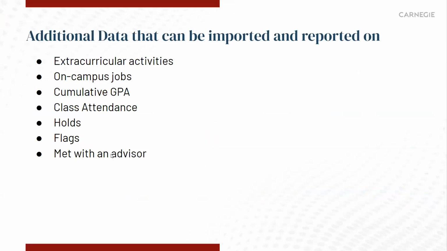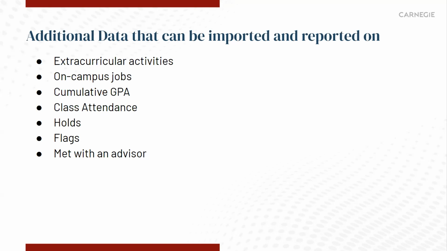Like Allison was mentioning, student success is a repository for a bunch of different information that can be collected from outside systems. We don't necessarily want to create more information within Slate outside of these student forms and these surveys that are submitted. And so examples of data that can be imported and reported on is extracurricular activities, on-campus jobs, cumulative GPA, class attendance, holds, flags, and their attendance in meeting with advisors.